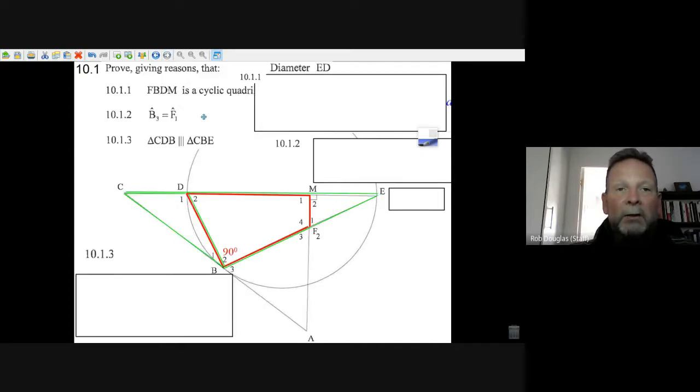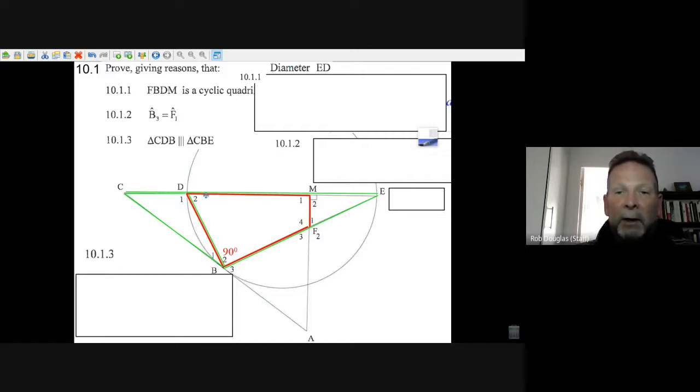Now, let's just try it. We're going to prove that FBDM is a cyclic quadrilateral. You know, I actually go from F to B to D to M, make a little red thing on it when they give you a diagram to work with. So there, I'm looking at that right there.